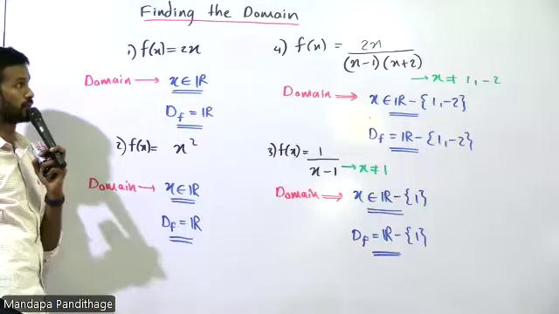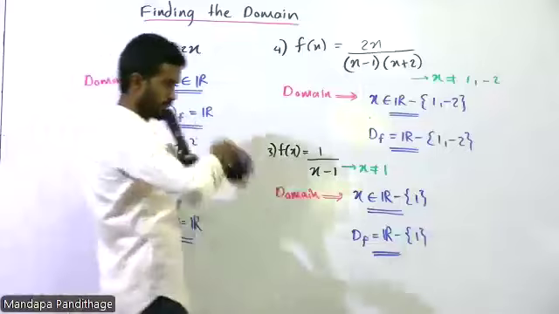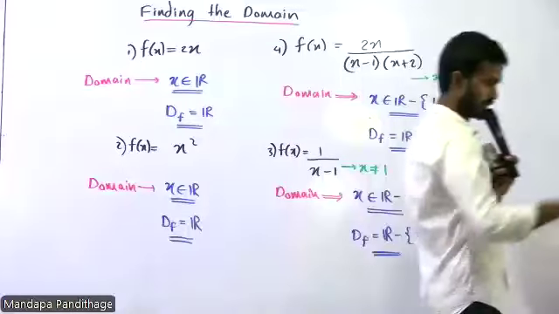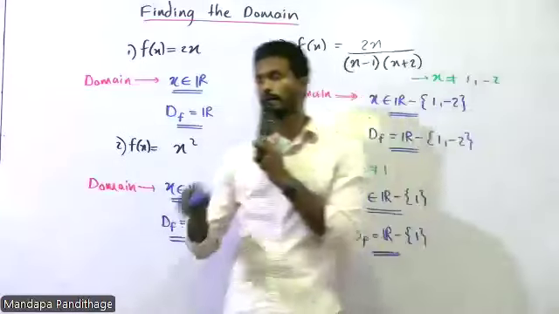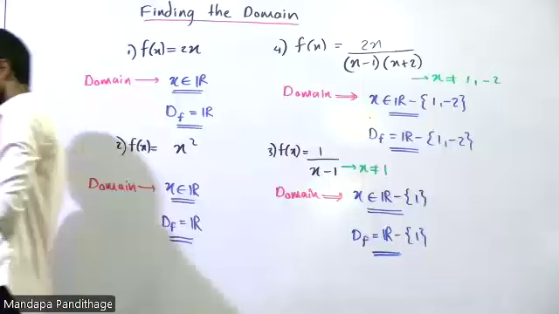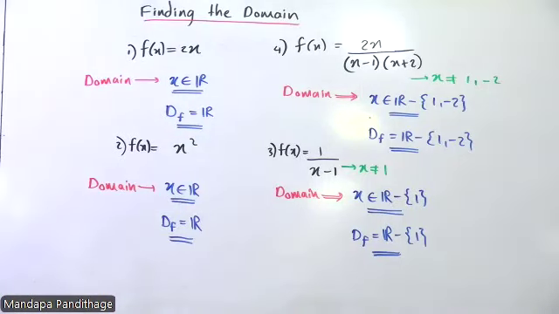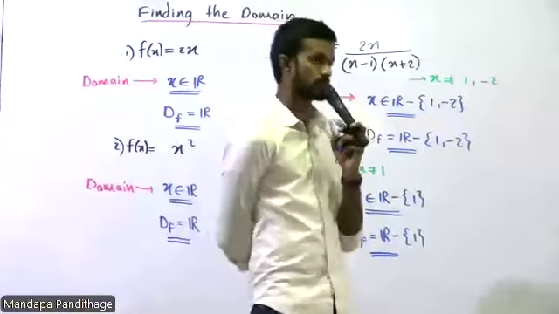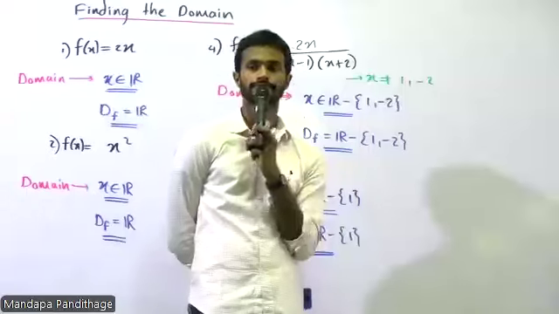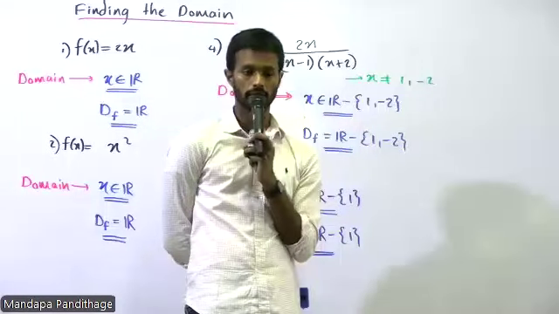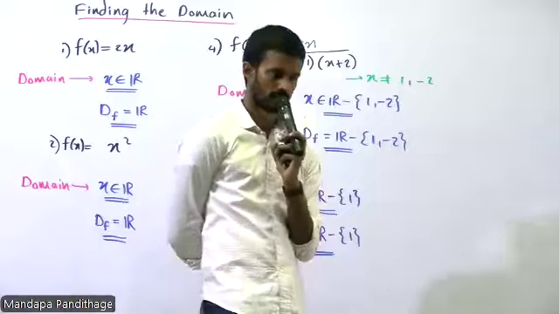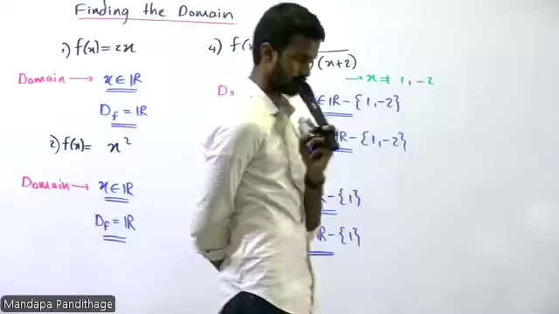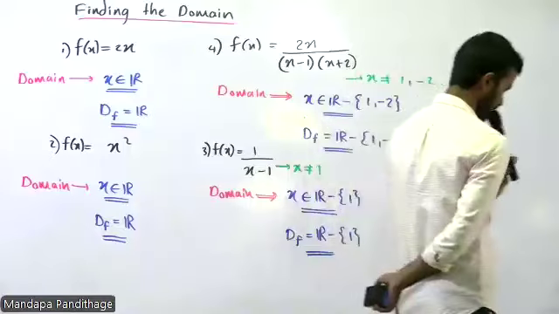We are under the topic finding the domain of a function. After writing the first three, write number 1 using a black pen: functions consisting of a denominator.